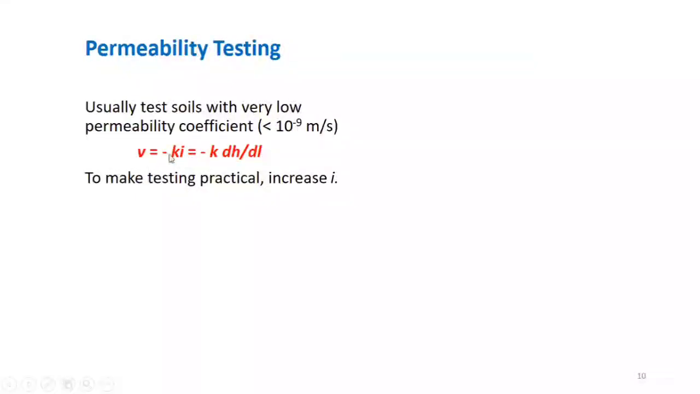So normally you are using this expression to calculate the velocity, which is Ki, like I said before. Of course, the negative we use because of the hydraulic gradient i. Okay, because change in head is normally taken as negative, and negative will cancel negative.